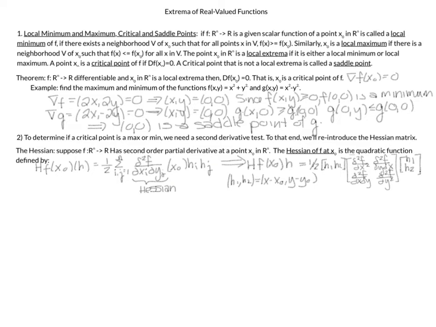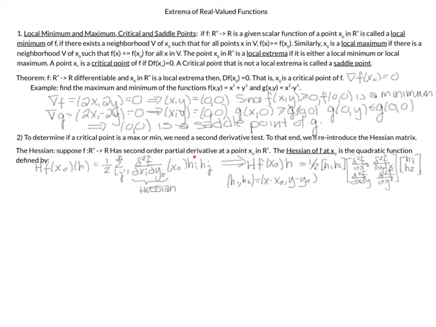And there's this theorem that says suppose we have our function from Rn to R, it has second order partial derivatives at point x0, then the Hessian of f at x0, and we denote that this way, is the quadratic function defined by, so here's the definition, 1/2 times the sum of the Hessian matrix evaluated at x0 times h_i, h_j, where (h1, h2) is equal to (x minus x0, y minus y0). The (x0, y0) is what we were expanding around in the Taylor series. Here, that's the point we're looking at as a possible critical point.